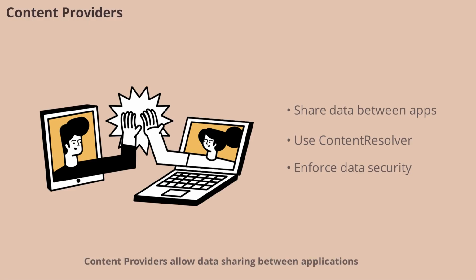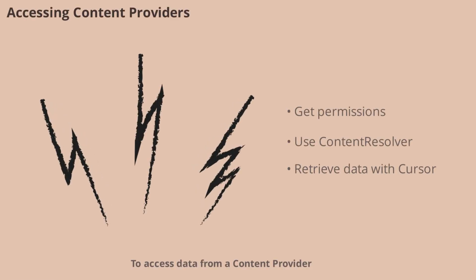Content providers allow data sharing between applications. They manage access to structured data and enforce security. To access data, use the content resolver object and query methods. This is the standard interface for inter-app data communication in Android. To access data from a content provider, ensure your app has the necessary permissions.